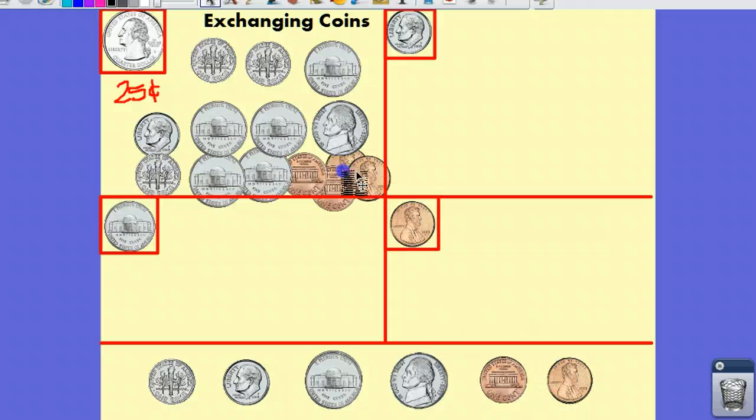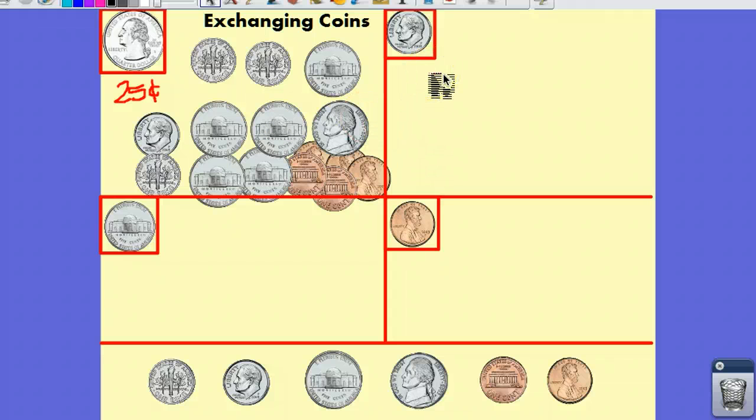Lots of different ways we can show the same amount to make it an even exchange. So now I have 10, 15, 20, 21, 22, 23, 24, 25. And you might have even thought of other ways. So we have 3 different ways here to show 25 cents.